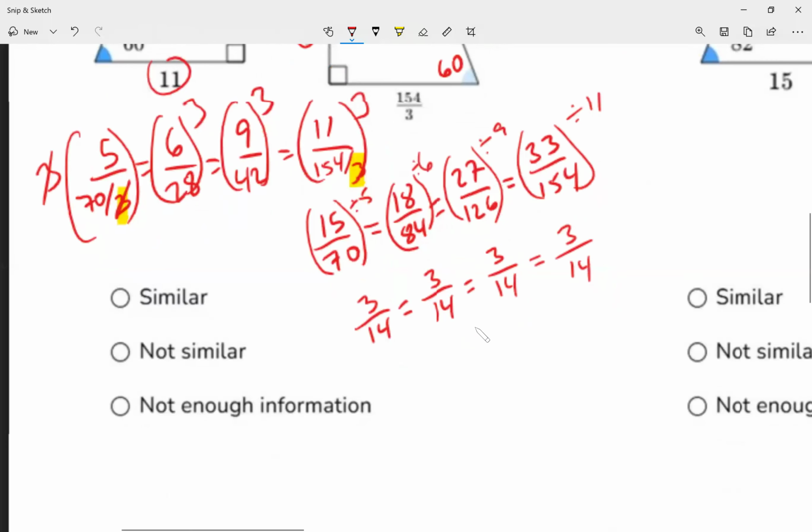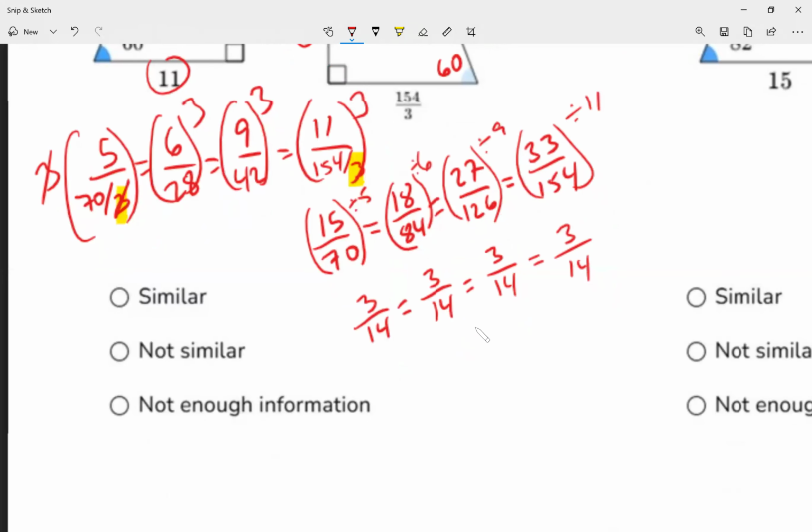Now, if you're not good at simplifying fractions, you struggle, but just get the decimal. 15 divided by 70, 18 divided by 84, 27 divided by 126, 33 divided by 154. Get your decimals and you're going to see each fraction is the same thing. If you're not good at simplifying fractions, use decimals.